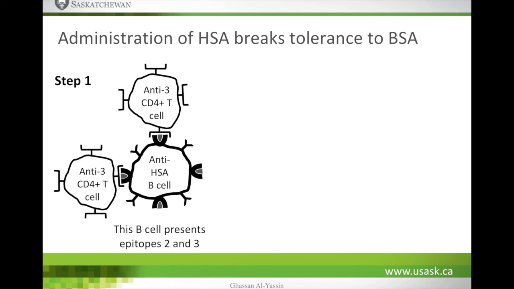If you take a BSA tolerant rabbit and you give it HSA, a B cell specific for HSA will take it up, chop it up into little peptides, and these peptides will then be presented on the surface of the B cell. This B cell will present epitopes 2 and 3, both of which are found on HSA. You never tolerized the rabbit to epitope 3, so CD4 T cells specific for epitope 3 will cooperate and activate each other, and they will also activate this B cell. This results in the production of antibodies specific for HSA.